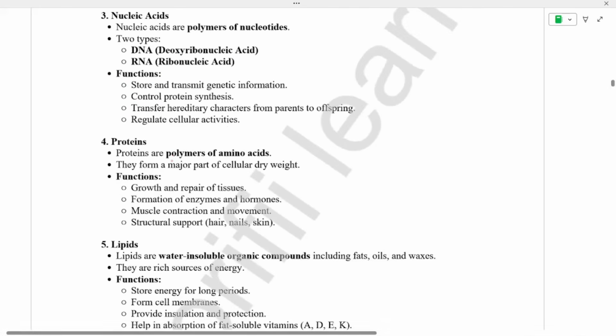And next is about nucleic acids. Nucleic acids are nothing but the polymers of nucleotides. The two types of nucleic acids are DNA and RNA. We have discussed this, no need to worry.